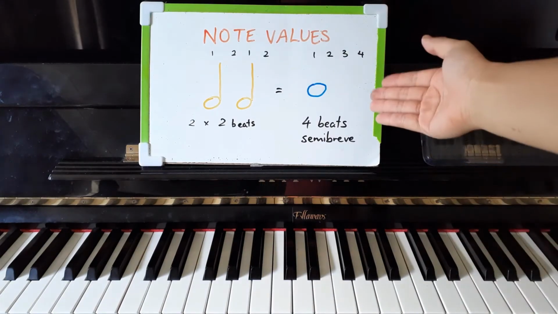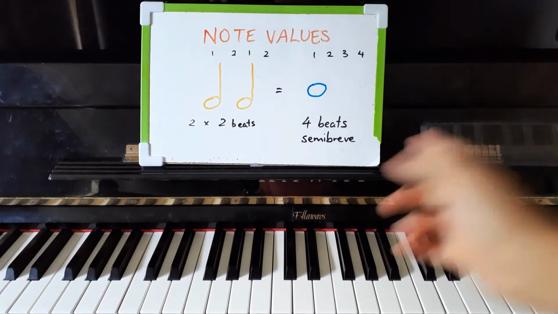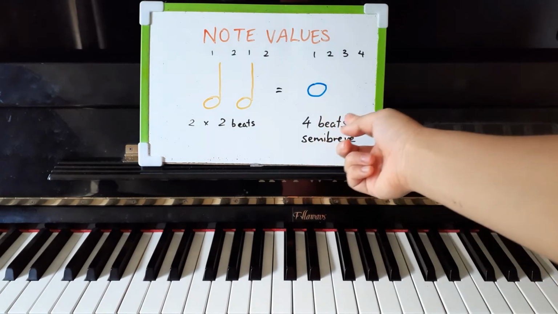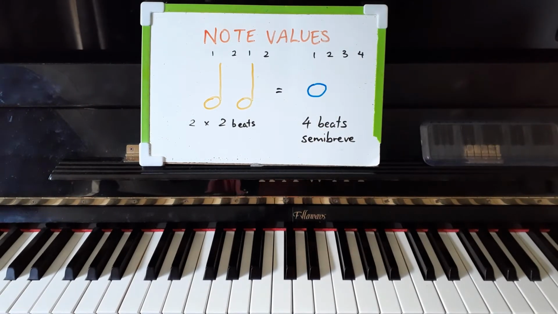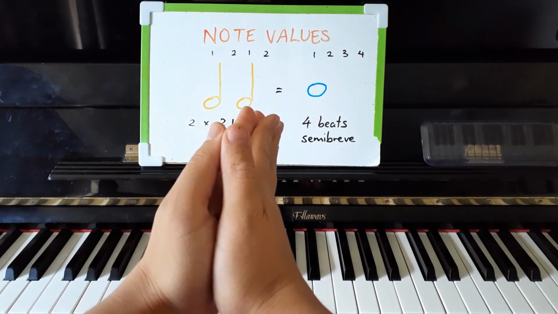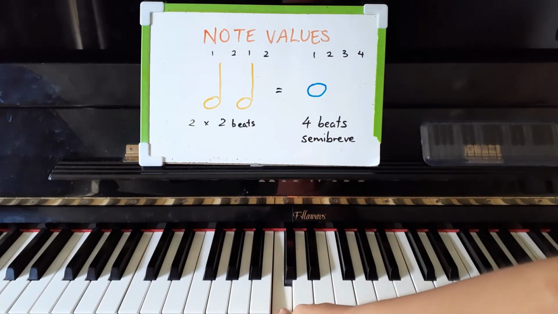Next we have the semibreve on the right, and it looks like a note without a tail. It is worth 4 beats, which is why it's written 2 minims equals 1 semibreve in terms of value. To play or to clap a semibreve, it would be like this: 1, 2, 3, 4, off. To play it: 1, 2, 3, 4, off.